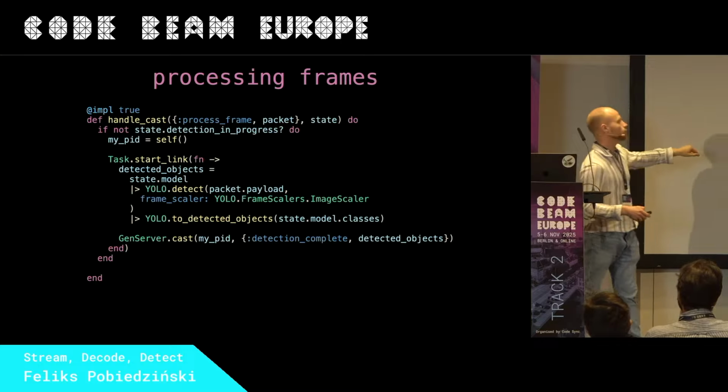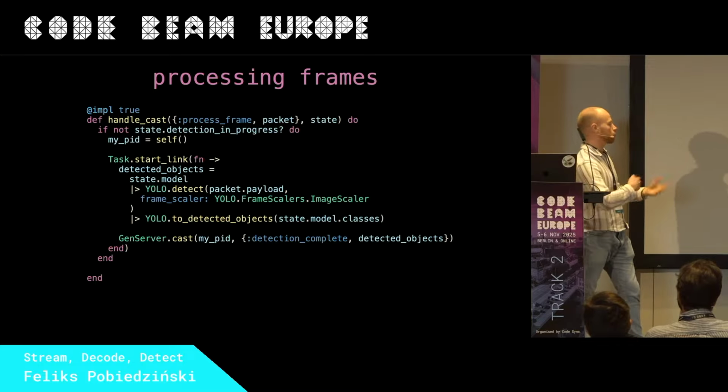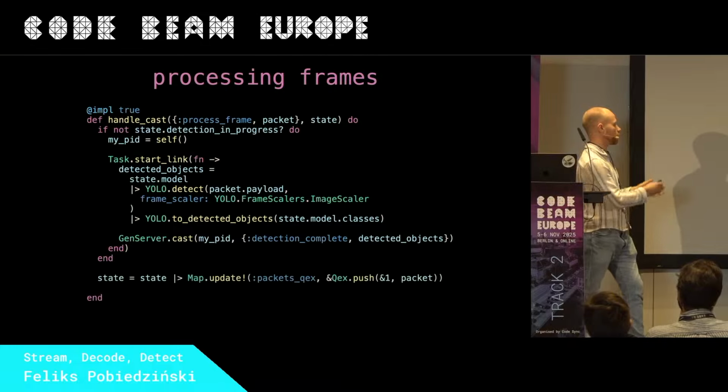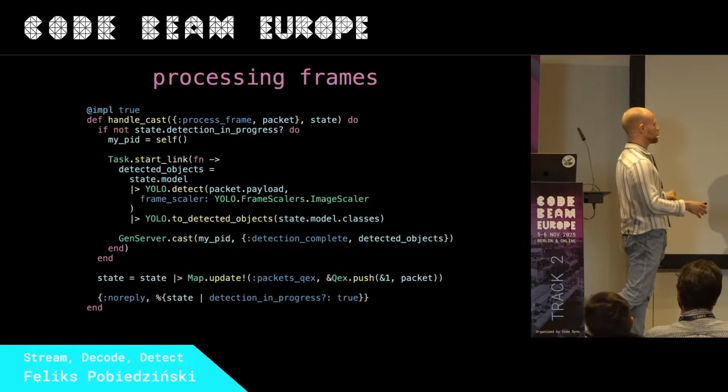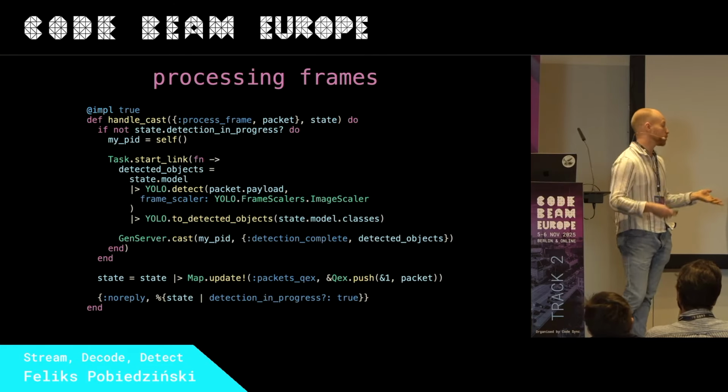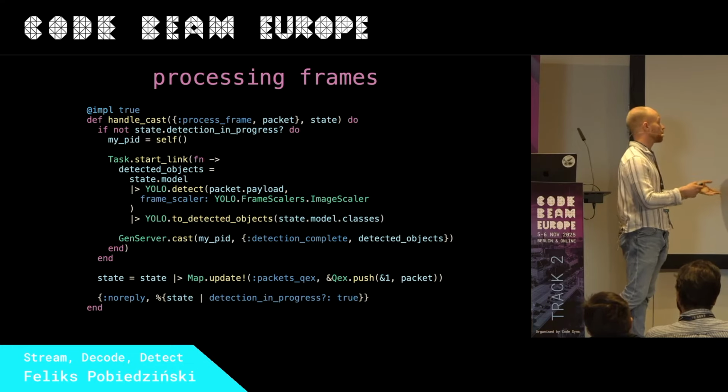Then, no matter if the current packet is first in the cycle or not, we'll store it in the queue in our state, and we'll set the detection in progress flag to true, because now we can always be sure that the detection is running in the background.